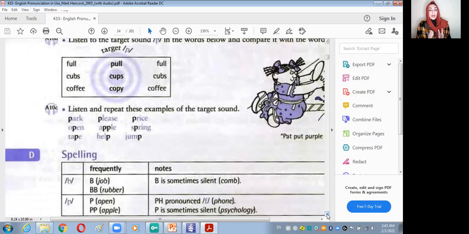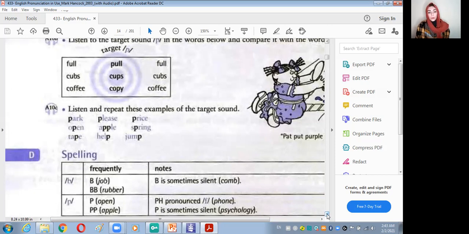Now let's listen and repeat these examples of the target sound pa only without any comparison. The first one, in the initial position or at the beginning of the word: park, please, and price. Okay, so here the spelling is just one P and it comes sometimes at the beginning of the word.